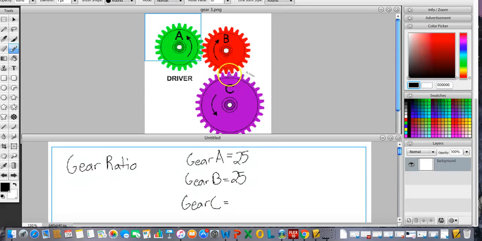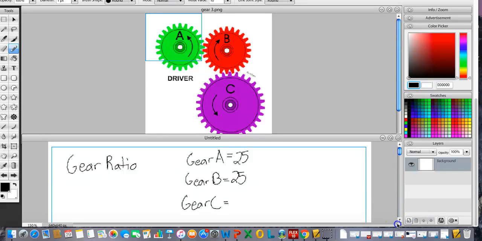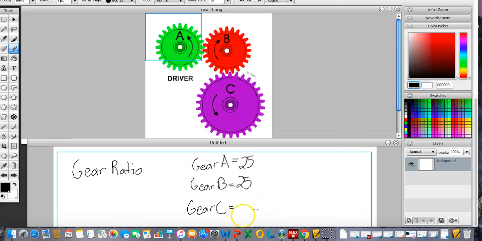Gear C is a 1, 2, 3, 4, 5, 6, 7, 8, 9, 10, 11, 12, 13, 14, 15, 16, 17, 18, 19, 20, 21, 22, 23, 24, 25, 26, 27, 28, 29, 30. So that's 30.